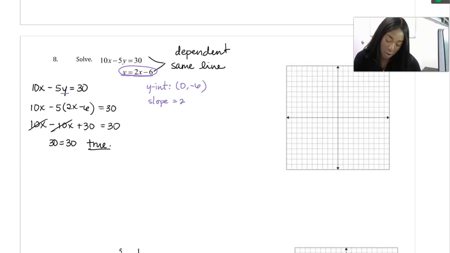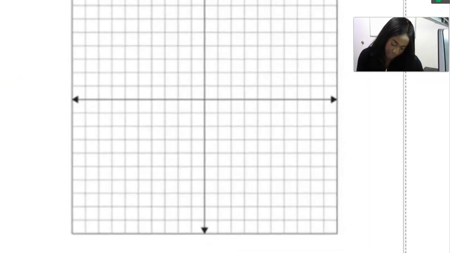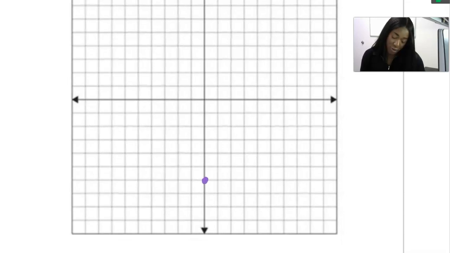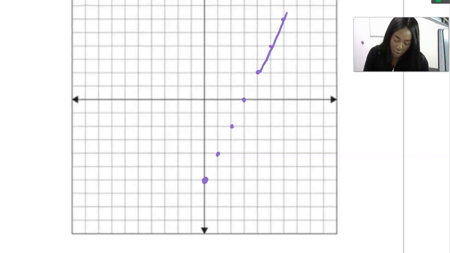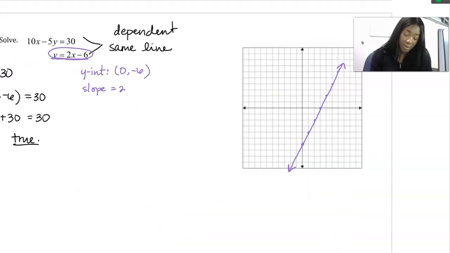So I'm going to go ahead and just plot the point 0, negative 6. The slope is 2, so I'll go up 2 over 1, up 2 over 1, up 2 over 1, just getting me some points that are on this line, and then I will connect these points like this. So that's the graph of the second line. And just for emphasis, this is the graph of the first line. They are the exact same line.